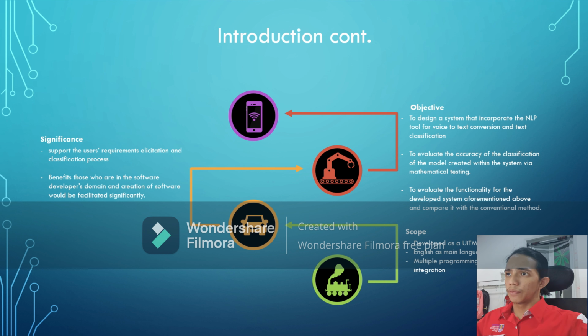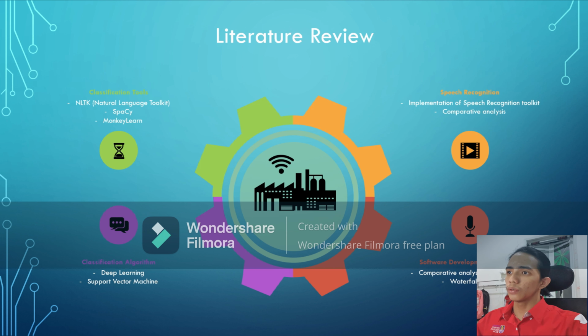For the literature review, we have 4 big parts, which are classification tools, classification algorithm, speech recognition, and software development lifecycle. For a few months, a few research and reviews have been done based on some research papers, and I've come up with a conclusion that there should be 4 topics that need to be mentioned. And the first one is classification tools.